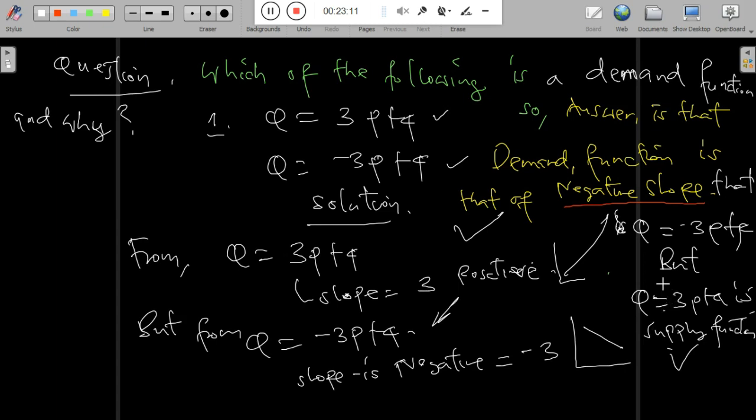So we take the first equation, Q equals 3p plus 4. We find the slope. The slope for the demand function is 3, and it is positive. This means that there is a positive relationship between the quantity and price. But we have the second equation, that is negative p plus 4. The slope is negative. So this means that the first equation presents a positive relationship, and the second one presents a negative relationship.